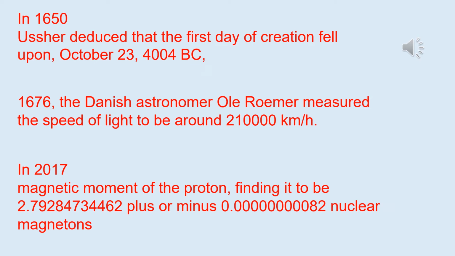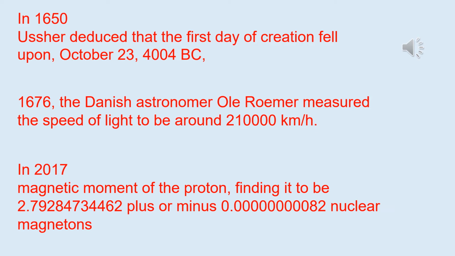Now, if you turn your attention to the first one, what it says is in 1650, Ussher, this was Bishop Ussher, he studied the Bible. He was a great theologian of his time, and he went through each of the main characters that were mentioned in the Bible to work out when the date of creation was. And he came up with a date that the earth was created on the 23rd of October 4004 BC.